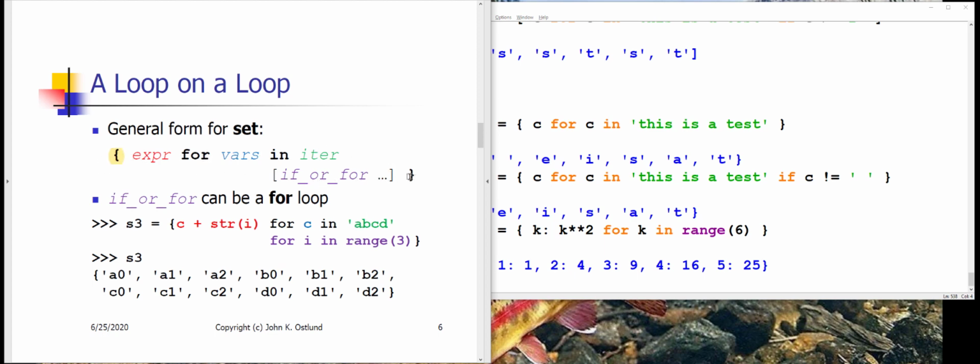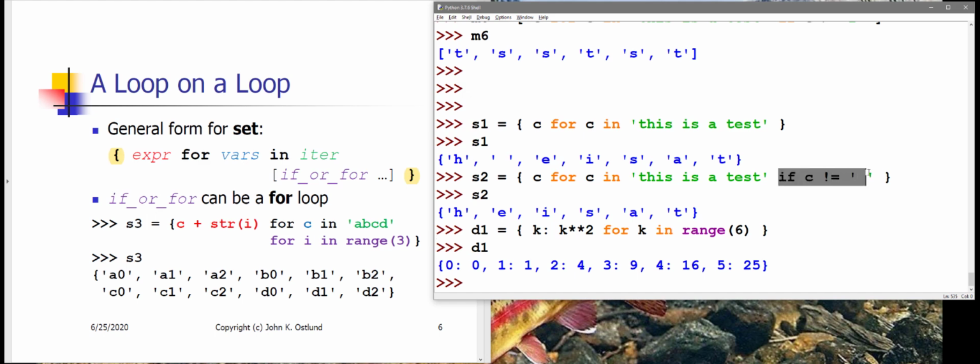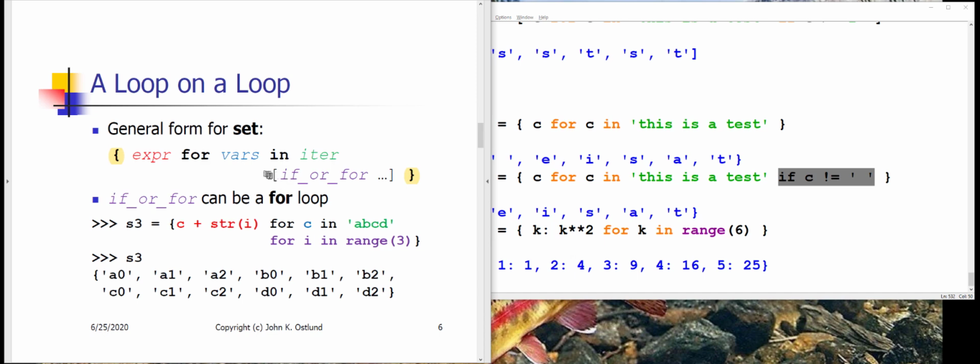We have the same general structure for a set, except as I said, we changed the square brackets to curly braces. And previously, I've shown a couple of examples of using if to control whether a value is added to the set or list or not. But in this optional stuff here, instead of using an if, we could use another for loop. And in S3 here, we're showing an example of that.